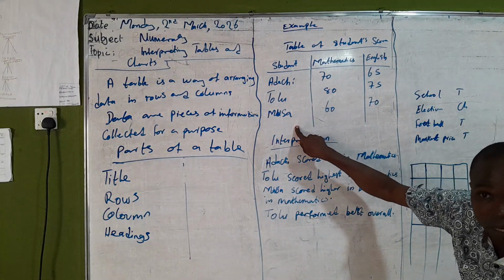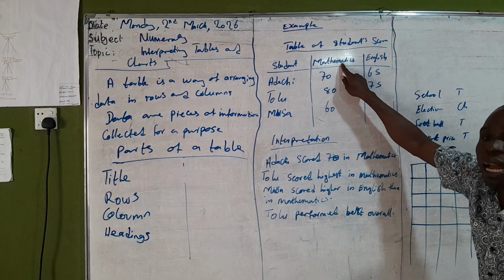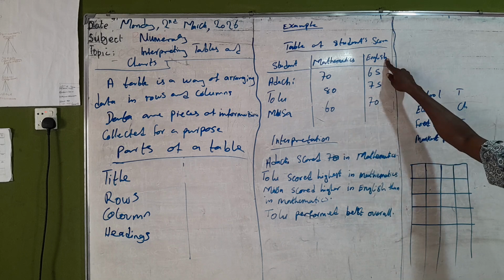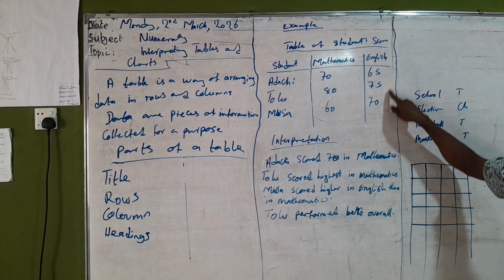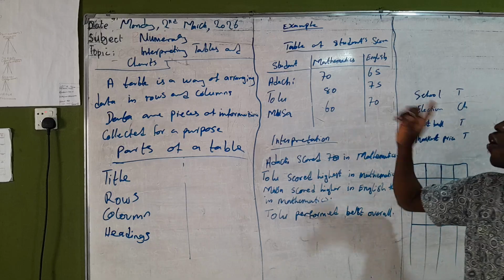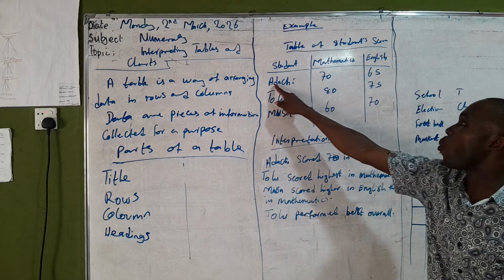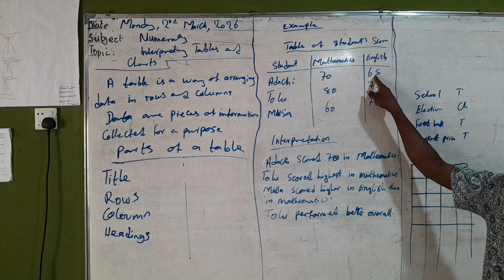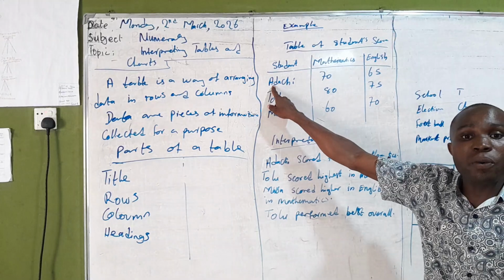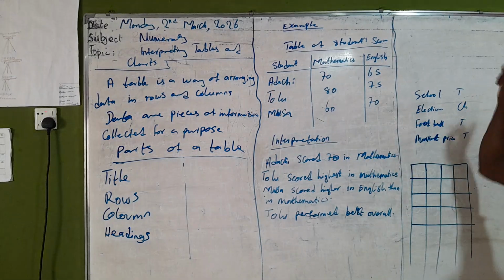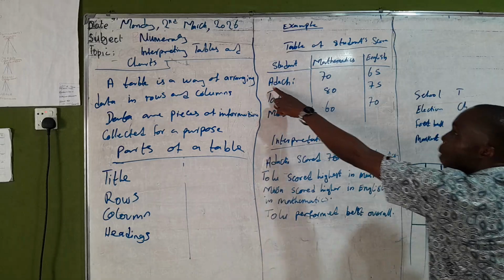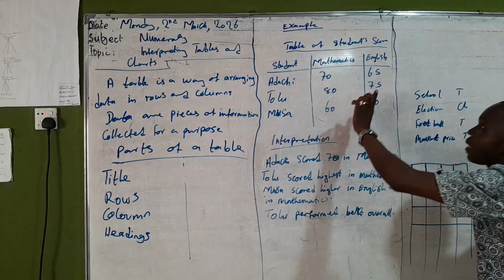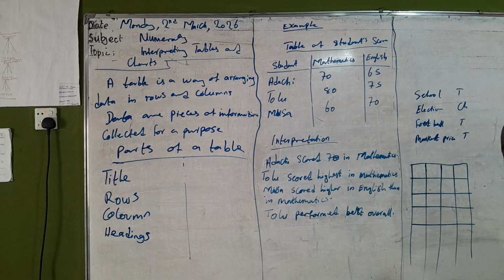Names of students. And under the column mathematics, what do we have? Scores in mathematics. Under the column of English, what do we have? The scores of English. Now, who can tell me what we have in row 1? We have the mathematics and the English score of who? In row 1, Adachi's mathematics score is what? 70.